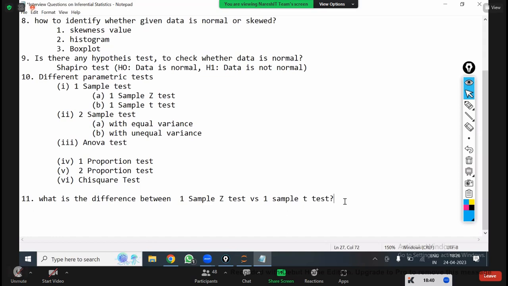What is the minimum sample size required for applying hypothesis testing? The answer is 30. Why is the answer 30? The reason is that after 30, the probability of the z-test and the probability of the t-test will be almost the same. Almost the same, not exactly, almost. It means up to 1 decimal only.